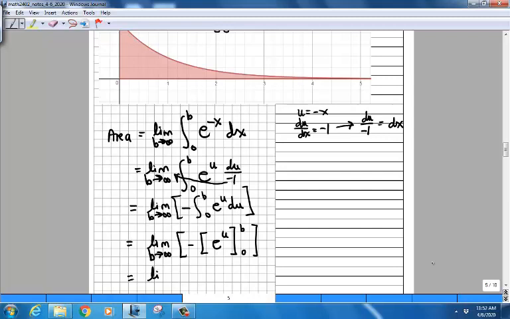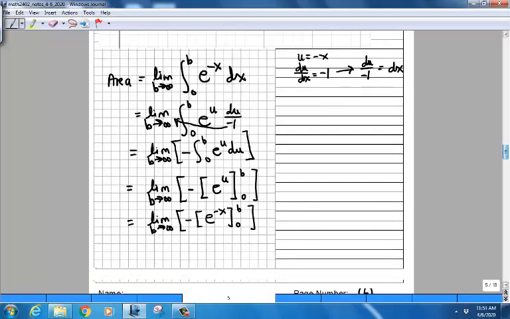Let's see, we have the limit as b goes to infinity of, when you plug in the upper limit, you get e to the b. Whoops, I got ahead of myself. Let's back up a minute. I forgot to undo my substitution. I still have u here. So before I actually plug in my limits of integration, I have to undo my substitution. And remember that u was minus x. So let's rewrite that e to the u as e to the minus x, and then that's evaluated from 0 to b.